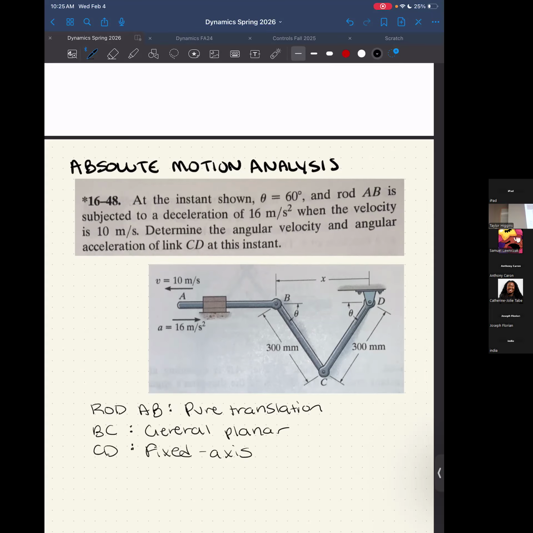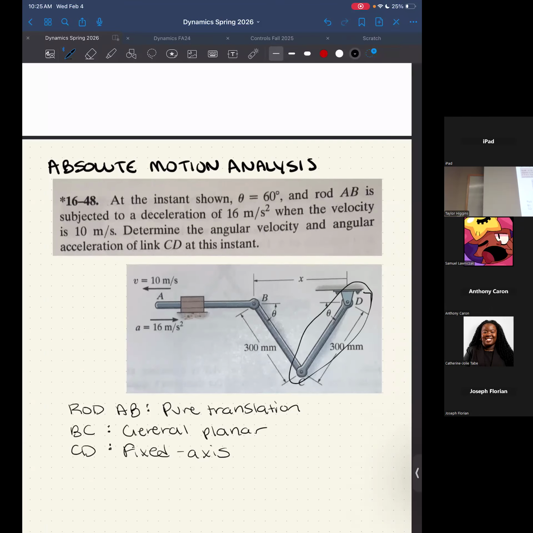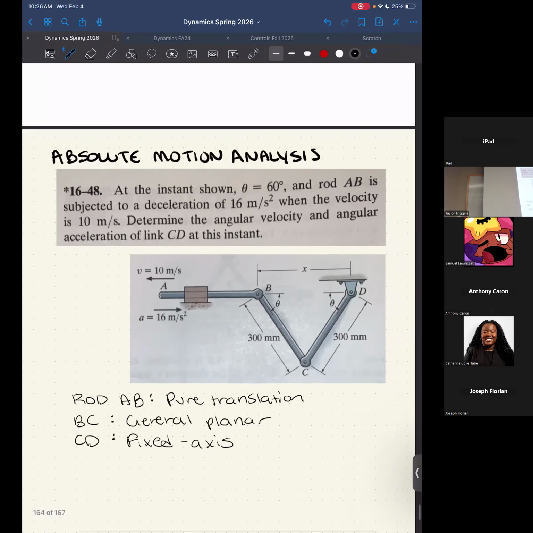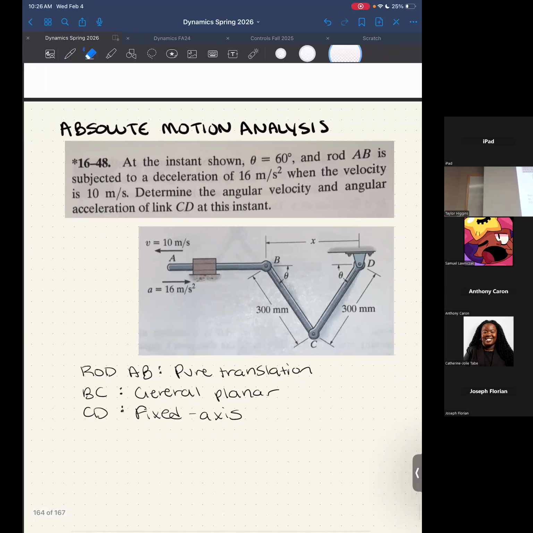So what can sometimes happen? Let's pretend you tried to apply the general planar motion equation to CD. If you don't recognize that certain things are 0, what'll happen is you end up with too many unknowns and not enough equations to solve your problem. So we still do need to be good at recognizing when something is doing fixed axis rotation, so that we have the right number of unknowns.